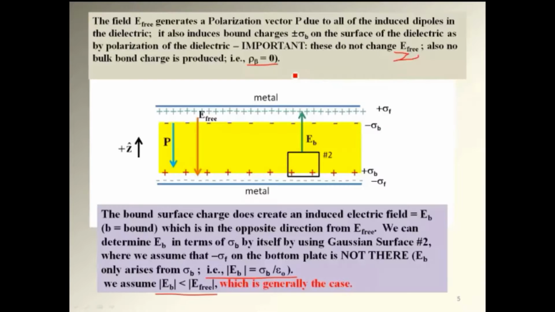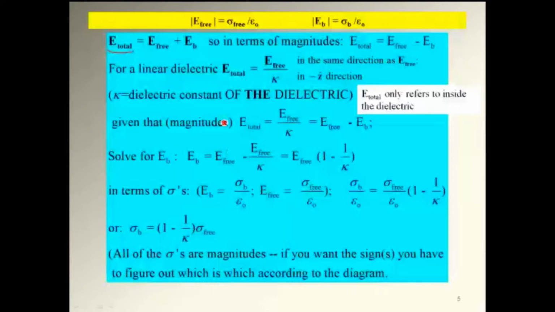So let's go back and look. You can see here that E free is going in the negative Z direction, E sub b is going in the positive, the net E is going in the negative Z direction. If we now take this E total, just to remind you, it only refers to inside the dielectric. Given these magnitudes, where we have this set of equations here, so E total is this over this, equals E free minus E sub b, so we're back to magnitudes.